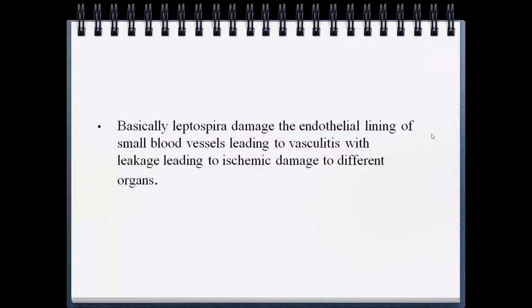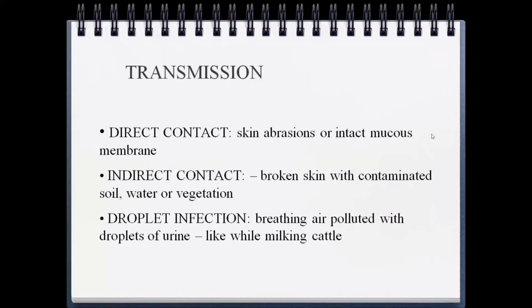So basically, leptospira damages the endothelial lining of the blood vessels, leading to vasculitis, with leakage leading to ischemic changes to different organs. Okay, so basically, blood vessels are affected, leading to ischemic changes, leading to all these things. That's why different organs are affected.